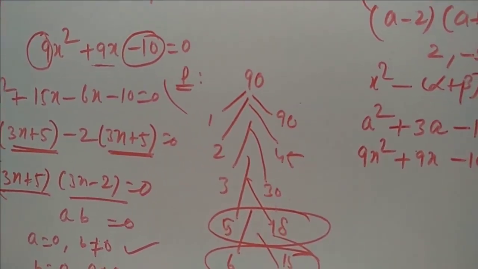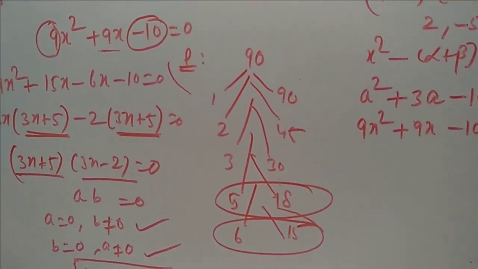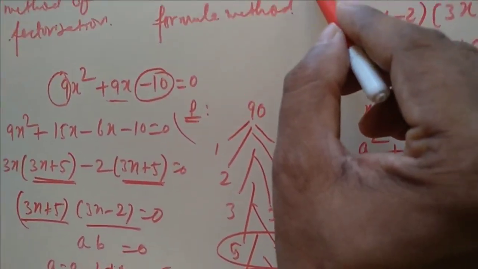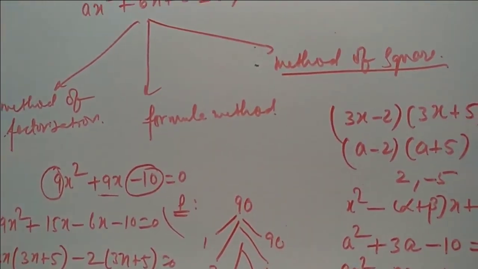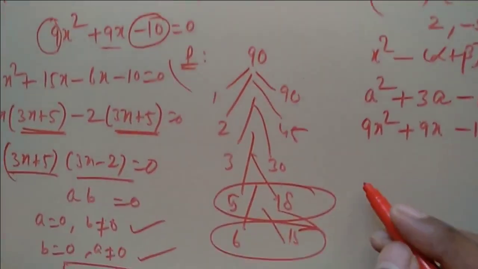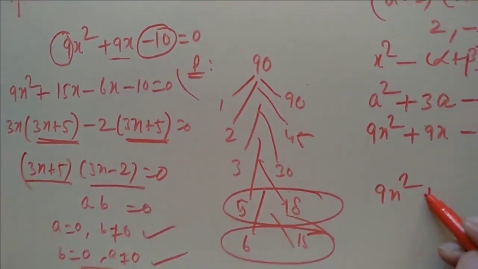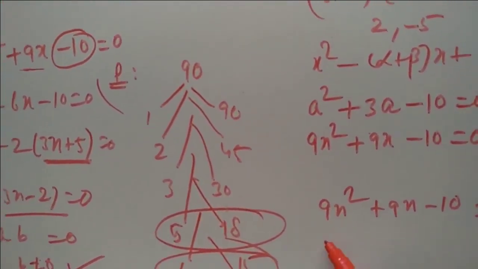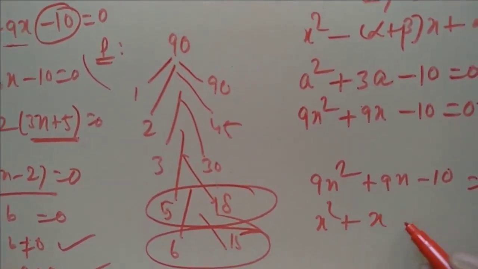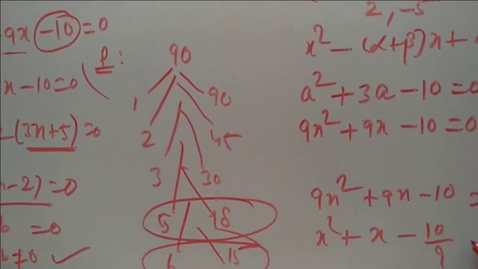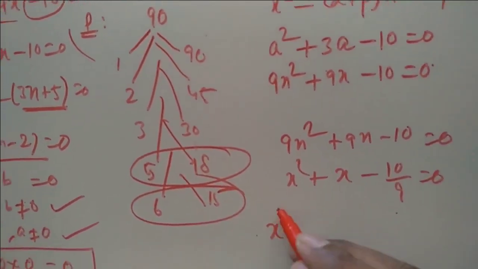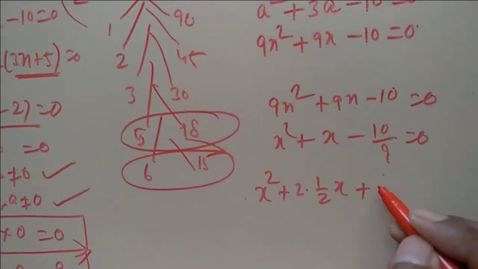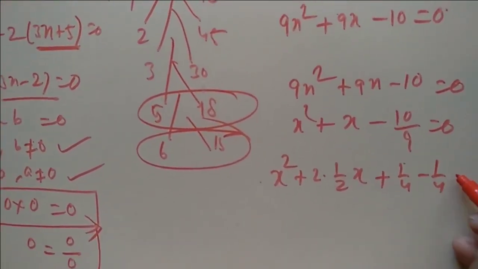And then the formula method: you have already seen that you have to compare the coefficients of the equation to find a, b, c, and then using the formula x equals minus b plus minus under root b square minus 4ac upon 2a, you can find the roots. And the method of completing the square is also indirectly related to the formula method. So if you just compare this 9x with the standard equation, now here I have just divided these two.